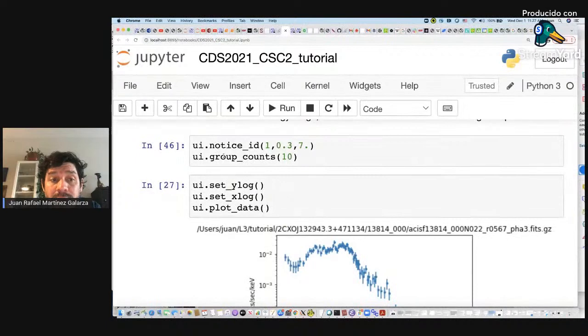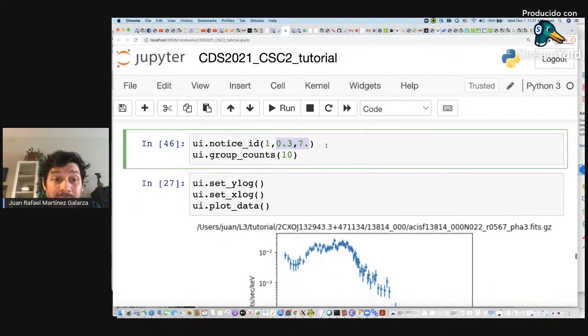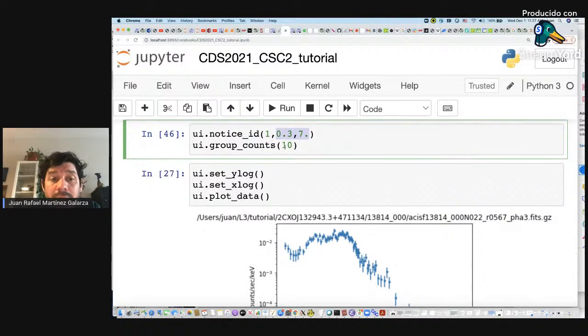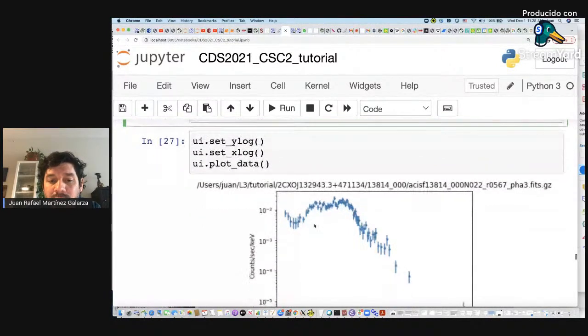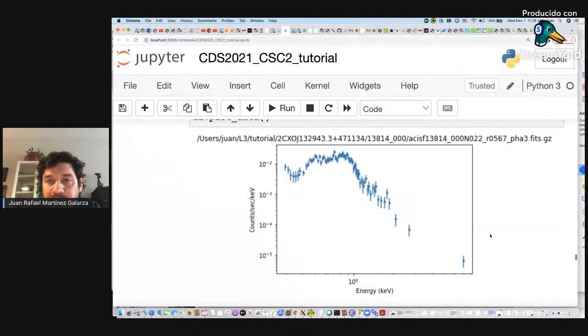And in order to plot it, I do a couple of things. First, I am going to only visualize counts between 0.3 and 7 kiloelectron volts, because outside of those regions, I don't trust it very much, because the response of the instrument is not very strong. And I am also going to bin the counts every 10 counts so that I have less noise in the spectrum. And then when I plot it, this is how the X-ray spectrum of this particular source looks like, okay?